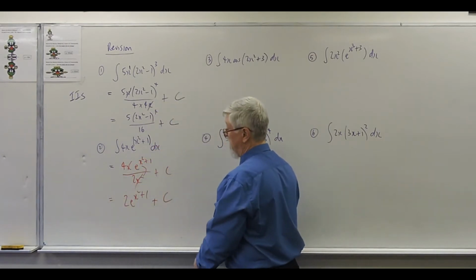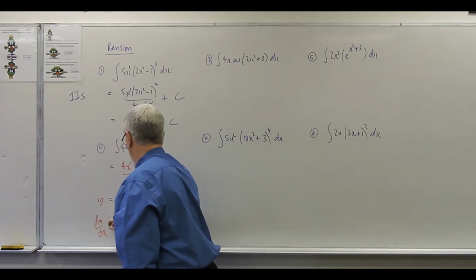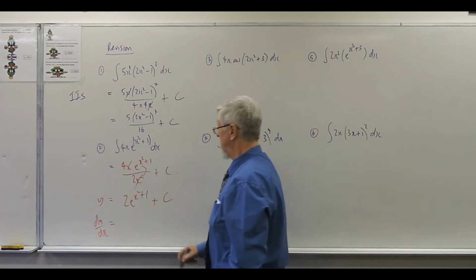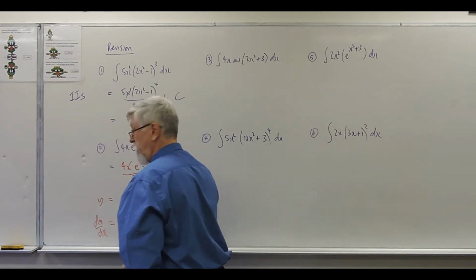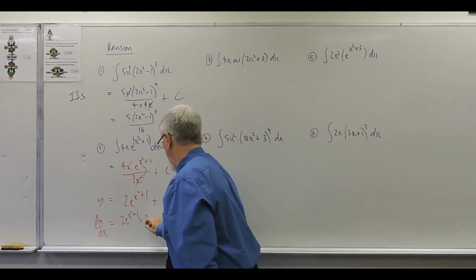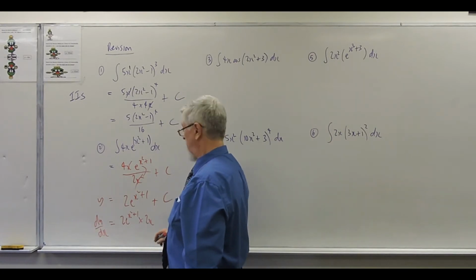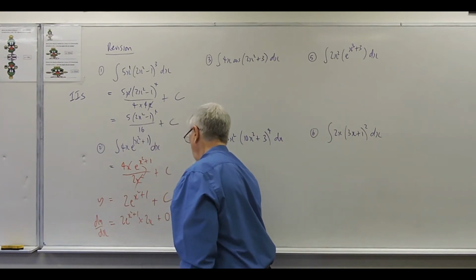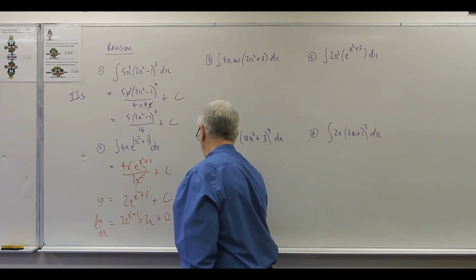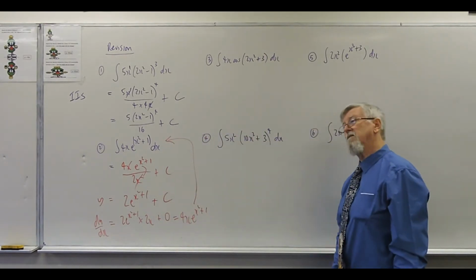By the way, if you wanted to check it, let that be y equals. What's the derivative of it? How do you differentiate an exponential? It stays the same, times the derivative of the inside. What happens to the c when you differentiate it? It becomes 0. And we've got 4x e to the x squared plus 1. We're back to where we started. So does it work? Yes.